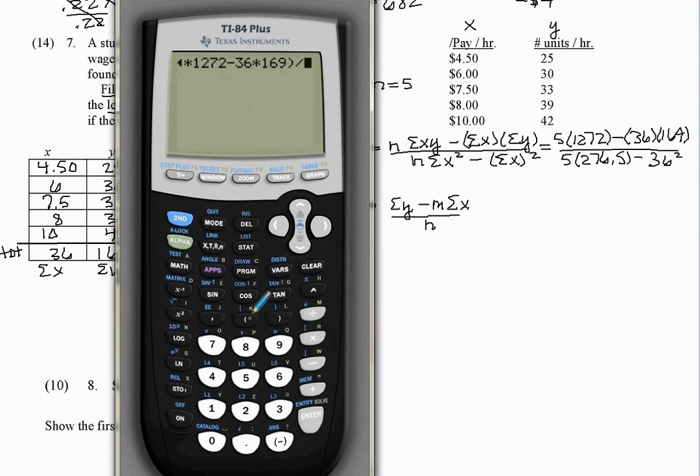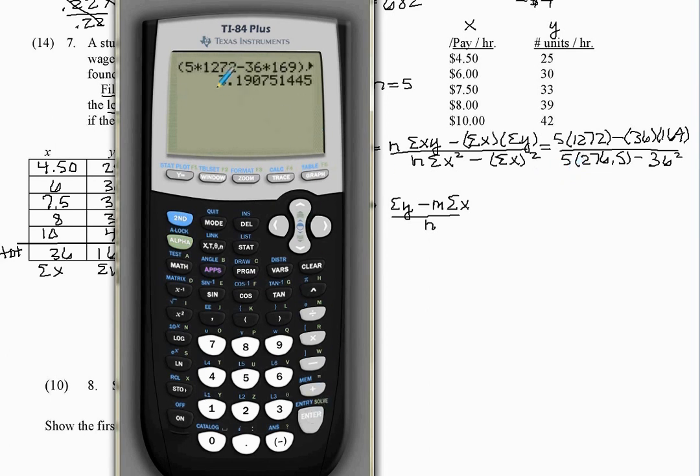So it'll remember that. And then on the bottom, we've got 5 times 276.5 minus 36, and hit the x squared button and close our parentheses. And again, the calculator will remember to square and multiply before you do this subtraction. But because of order of operations, when we do the fraction here, we're taking the whole numerator and dividing by the whole denominator. And if we didn't enter in those parentheses, then the calculator would follow order of operations, and the order of operations would do things in the wrong order. It wouldn't do whole top divide by whole bottom.